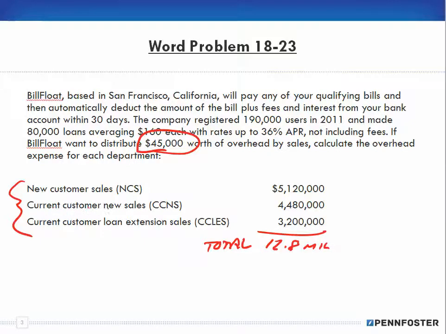new customer sales, NCS, current customer new sales, CCNS, and current customer loan extension sales, CCLES. Notice I said department, and I did that on purpose because I know it says here overhead by sales. But I said department because I want you to associate in your mind how we distribute. We distribute by department, yet we're not talking about departments here, we're talking about sales. It doesn't matter the terminology whether I say department or sales. The process is still the same. It's understanding the concept, and if you understand the concept, you can apply it to any situation, even though there's a difference in the terminology.